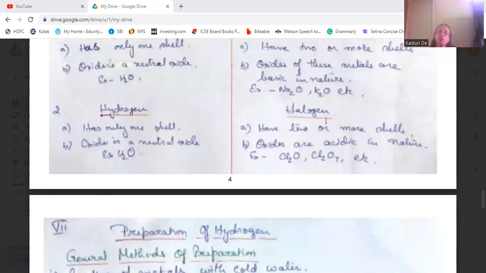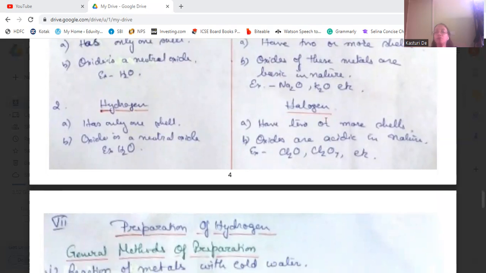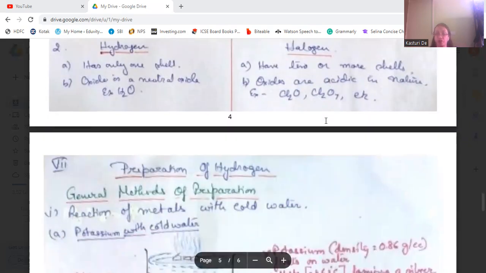Now, hydrogen and halogen. Hydrogen again has only 1 shell, while halogen has 2 or more shells. Hydrogen oxide is a neutral oxide, whereas halogen oxides are acidic oxides: Cl2O, Cl2O7, etc. These are all acidic oxides. Now we come to the preparation of hydrogen.